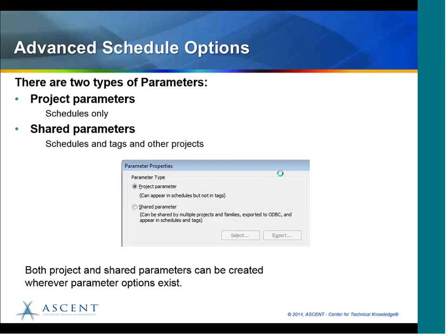you there are two types of parameters. There are project parameters that are available in schedules only, and shared parameters, which can be shared with tags and other projects. I'm not going to cover shared parameters today. That's a whole webcast of its own. So we're going to stick to the project parameters at the moment. And both of these, by the way, can be created wherever parameters exist. So even like there is a project parameters dialog box you can work in, and a variety of other places you might see this.